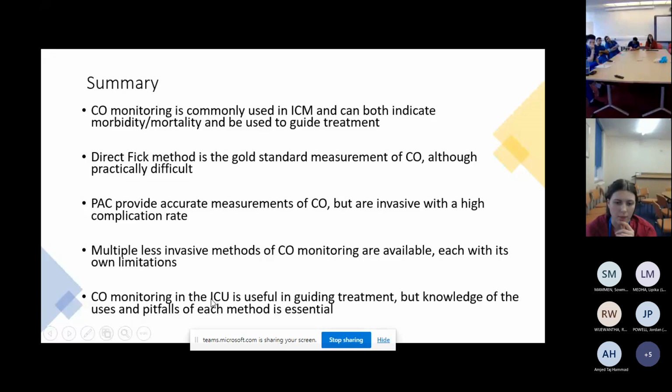So overall, the message is that these techniques are available for monitoring cardiac output in the ICU, but it's important to consider when these methods are indicated and when they might be inaccurate, or what the pitfalls might be of each method as well.